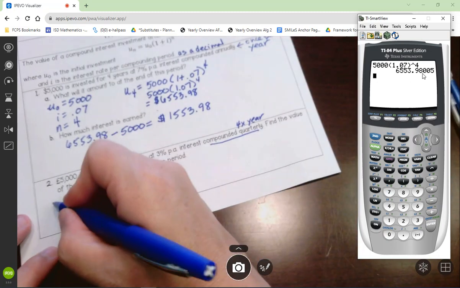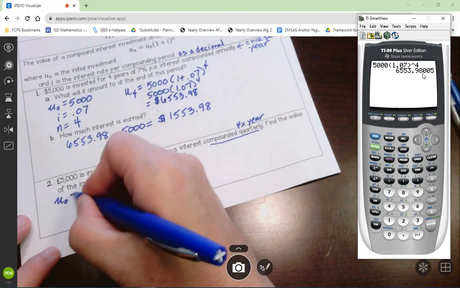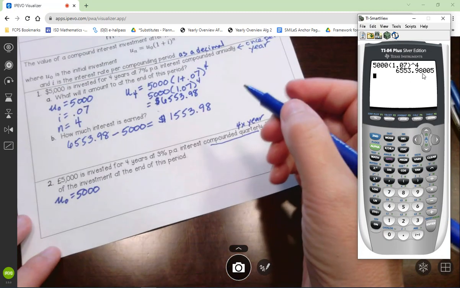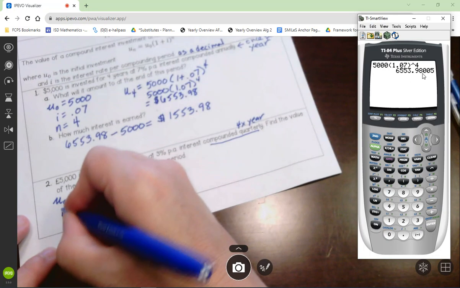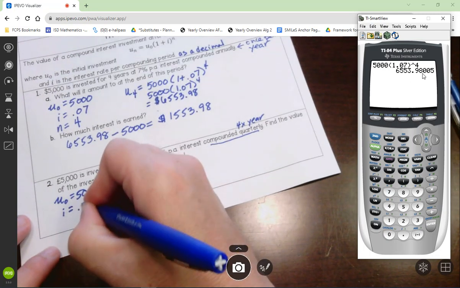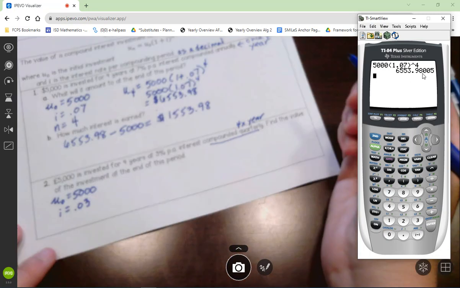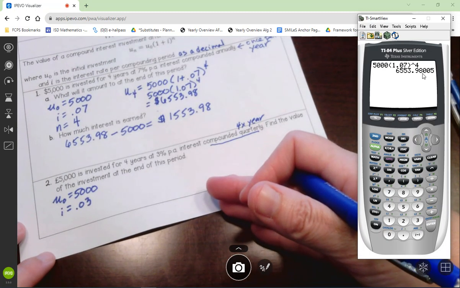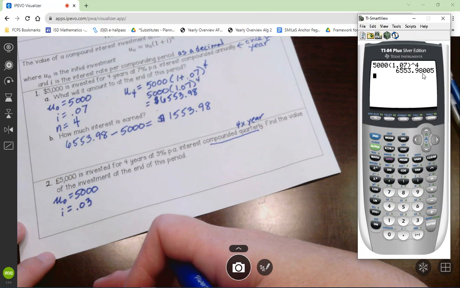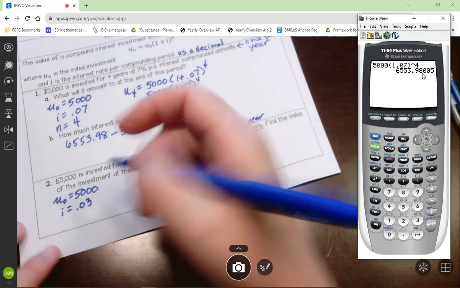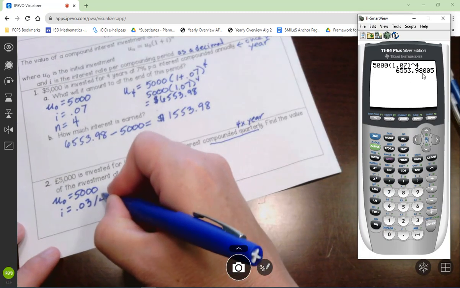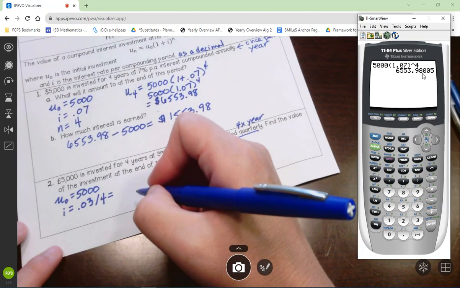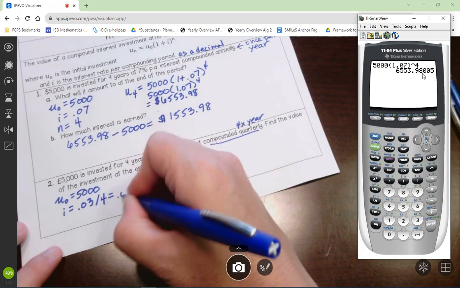So we're still starting with 5,000, although it's 5,000 pounds, not dollars. And our interest rate is 3%, but we don't apply that 3% 4 times. That would give you a lot more interest than if you applied it 1 time. So you need to divide your 3% by the 4 to see how much of the interest is applied each quarter. And you should get 0.0075.